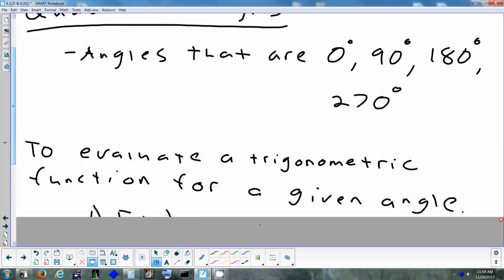Would 360 fall into that? 360 would be a repeat of 0 because it's coterminal. Oh, yeah. Yep.